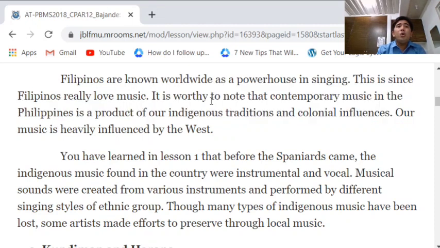Next, we're talking about the indigenous traditions and colonial influences. Now we're going to talk about how our music is heavily influenced by the West. The West means the British or Britain, okay, or the Americans. So these are parts of the world on the west side of the globe.